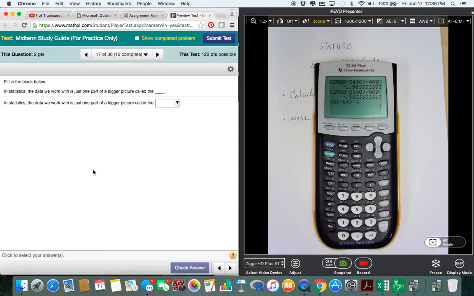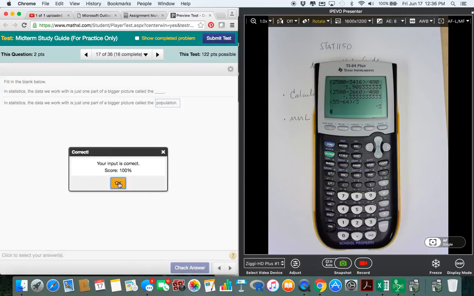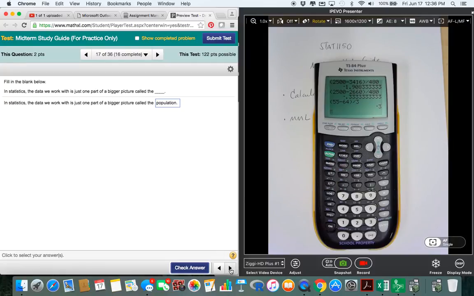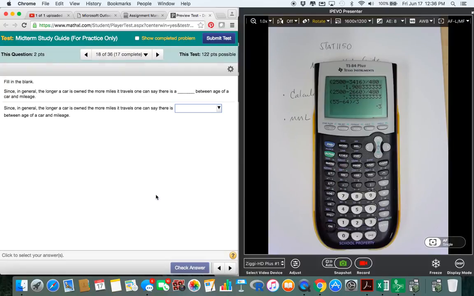In statistics, the data we work with is just one part of the bigger picture called the population. Remember, in statistics, the goal is to take a sample, a random sample, and use it to make an estimate of a characteristic from a larger population.